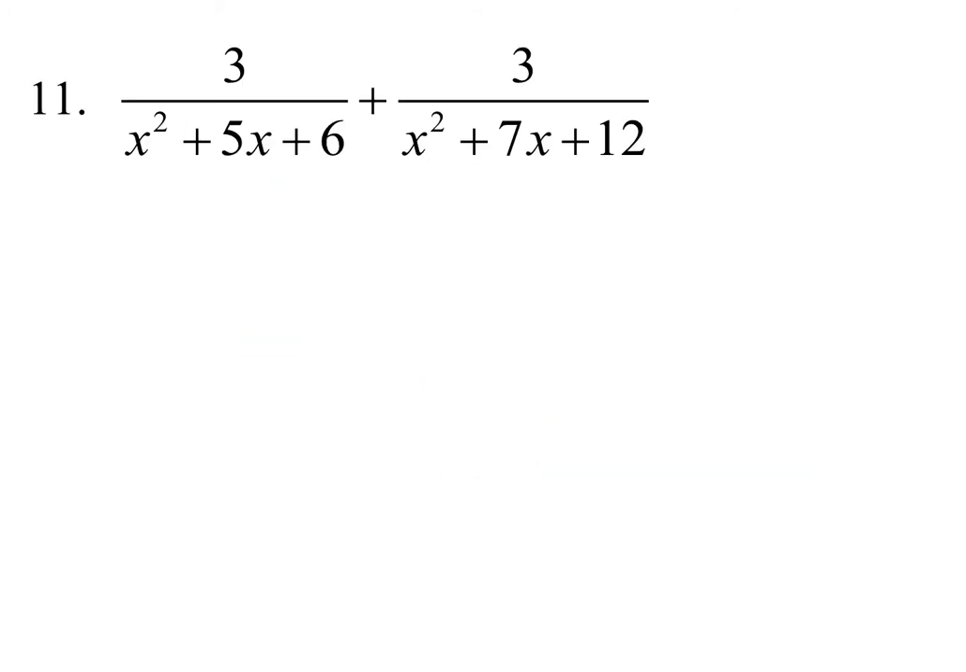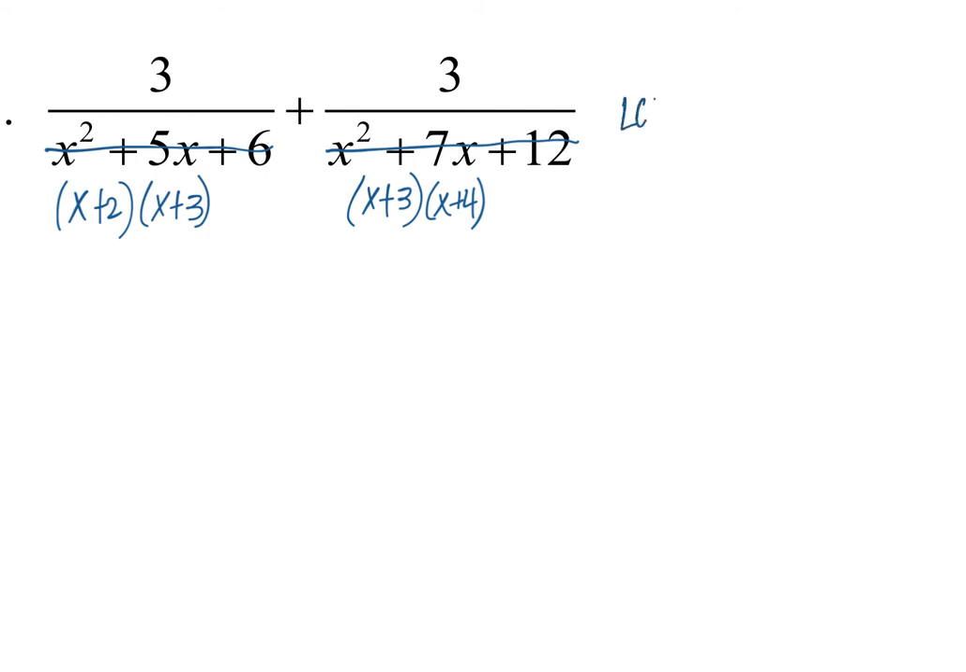On number 11, we're again making sure these denominators are completely factored first. Factors of 6 that add to give me 5 are x plus 2, x plus 3. Factors of 12 that add to give me 7, x plus 3, x plus 4. So let's build that LCD. We're going to list out all the different factors that we see. So I see a factor of x plus 2. I see a factor of x plus 3. I see another factor of x plus 3 right here, but I've already written it down. And I see a factor of x plus 4.